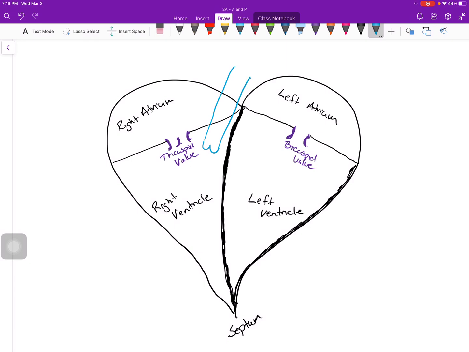Okay. And so I'm going to write here, just across here, pulmonary semilunar valve. It's kind of hard to see, but it's the pulmonary semilunar valve. And so that goes up to the pulmonary trunk. Now, and that's leaving the right ventricle headed towards the lungs.